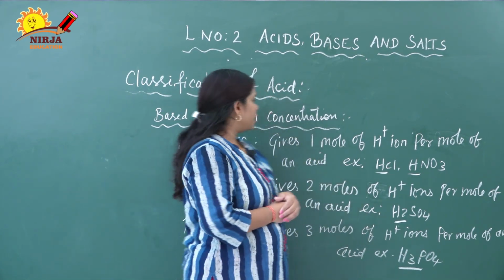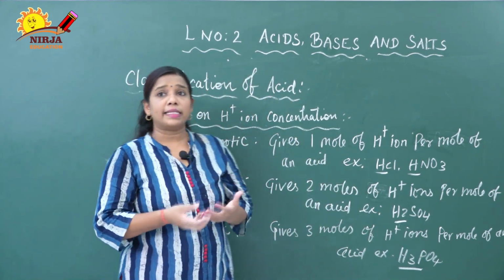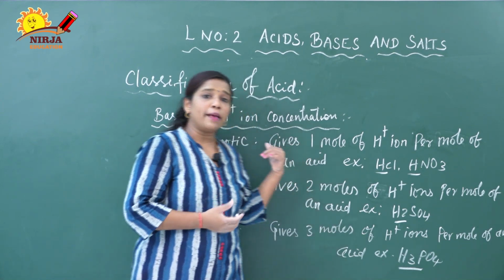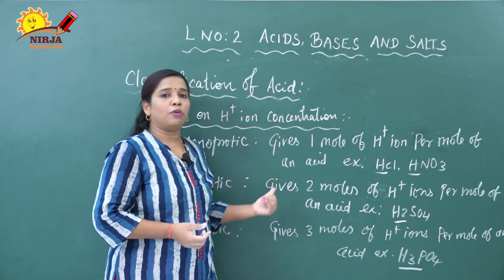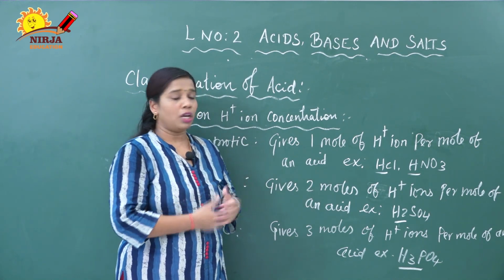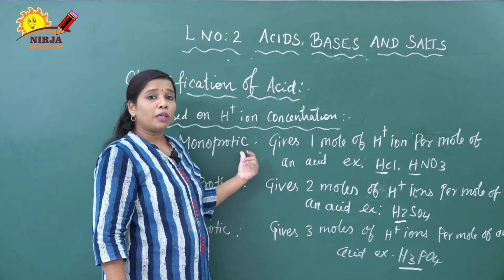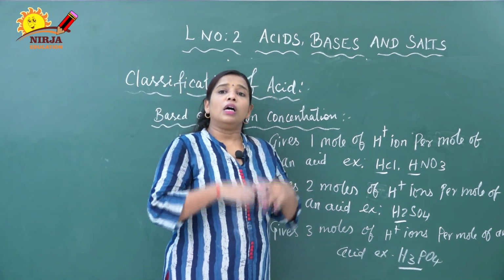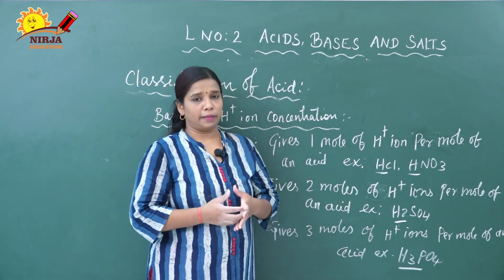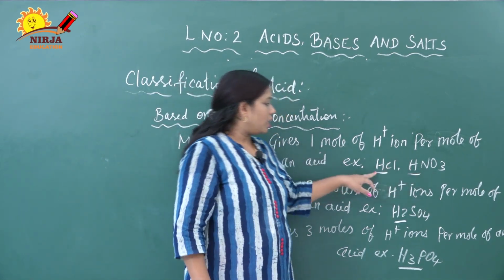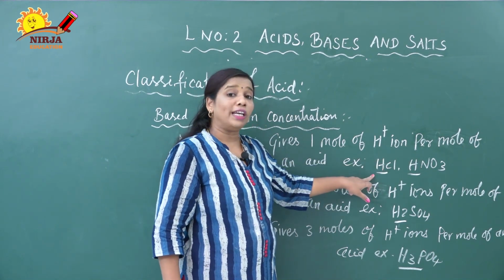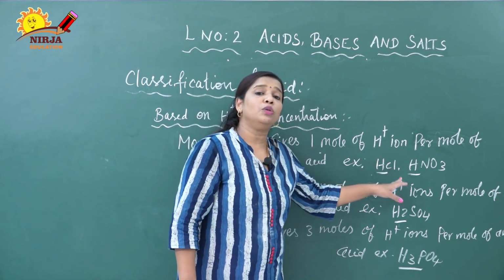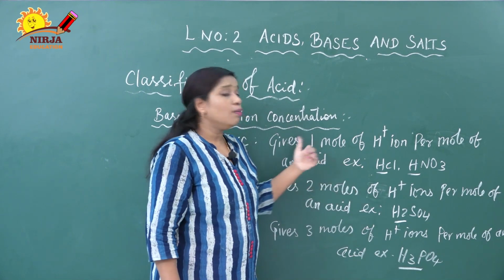Right. Next, acid can be classified based on the number of H plus ions. There are three types: monoprotic, diprotic and triprotic. But here we are going to discuss only the definitions. The first one is monoprotic. Monoprotic is one which produces 1 mole of H plus ion per mole of acid. For example, HCl, HNO3. Here the number of H is only 1, so when it is added, it releases 1 mole of H plus ion. That is called monoprotic.